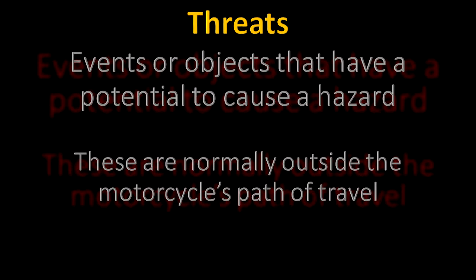Threats are simply events or objects that have a potential to cause a hazard. These are normally outside the motorcycle's path of travel and do not necessarily mean the motorcyclist has to take action, but some threats require you to take some precautionary action.